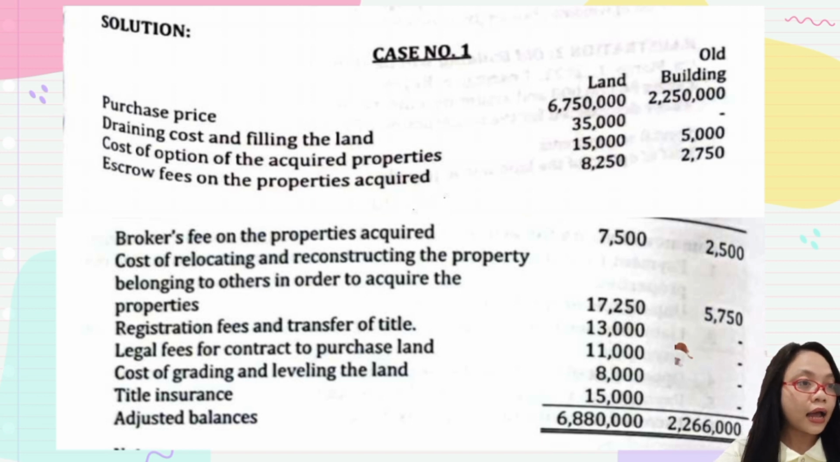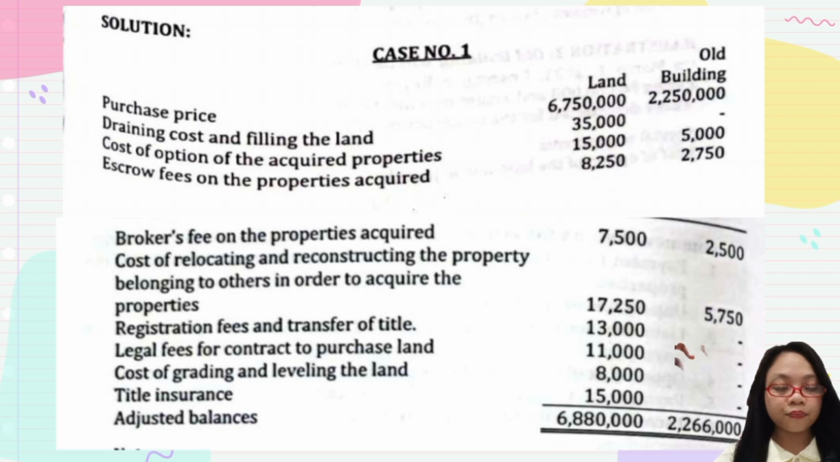So, ang escrow fees na atong total is 11,000, and the 75% of 11,000 is 8,250. And for the old building, naa tay 25% of the fair value, and 25% of 11,000 is 2,750. Next is the broker's fee on the properties acquired.